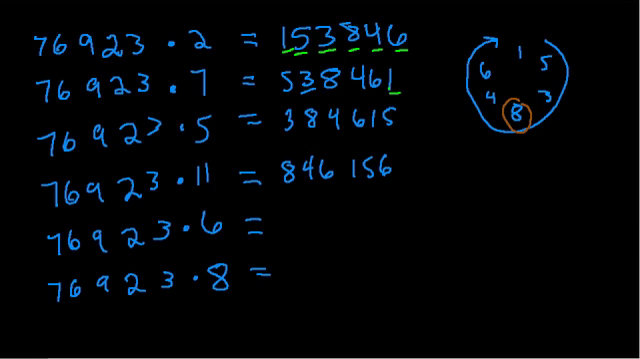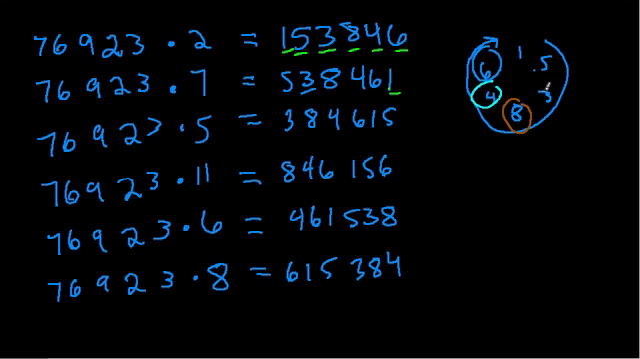846,153. And in the next problem, we have 461,538. So same digits, now we're starting at 4. 461,538. And then last, right, we're going to start in a different position. So now we have 615,384. Start at 6. 615,384. And I love this pattern because at first glance, it doesn't seem like anything special.